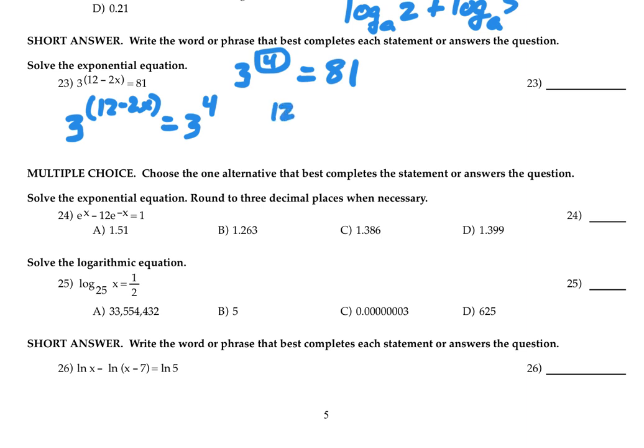So all I would have to do is say 12 minus 2x equals 4, and now it's just an easy two-step equation to solve for x. So for me, that would be one quick and easy approach that you could do. But it only works if 3 raised to the power is 81.